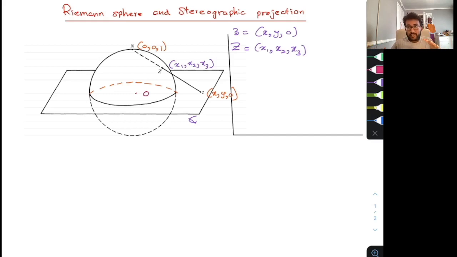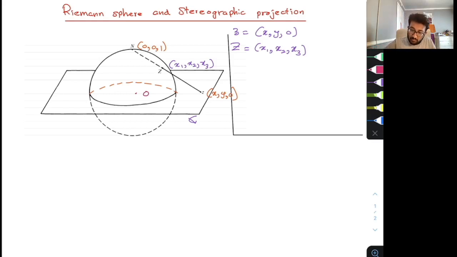So the Riemann sphere is the extension of the complex plane. That is, we are coming across the term extended complex plane. In the extended complex plane, we are adding one point to our complex plane. This is called the one point compactification of the complex plane, or we can denote that as the extended complex plane.